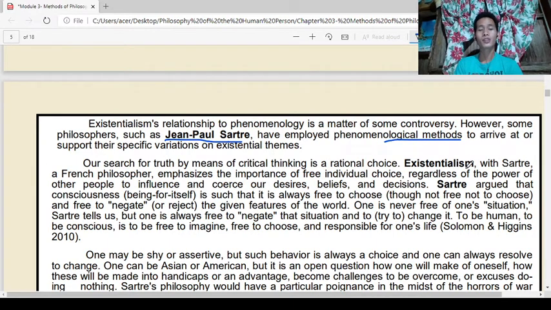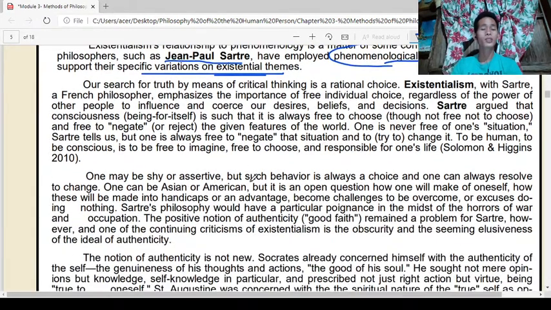Some would say that the relationship between existentialism and phenomenology is somewhat controversial. However, there are some existentialists who also use the phenomenological method in supporting their specific variations on existential themes. One's search for truth by means of critical thinking is a rational choice. Existentialism, with Sartre, a French philosopher, emphasizes the importance of free individual choice. So in existentialism, one's search for truth is through critical thinking, through exercising rational choice.